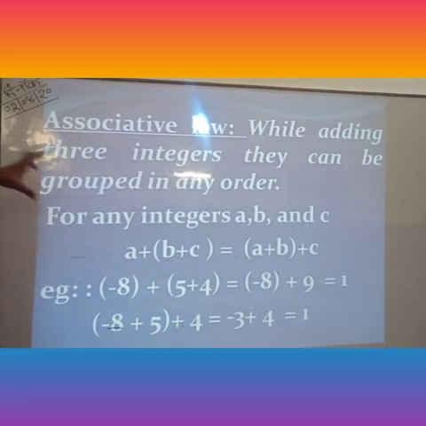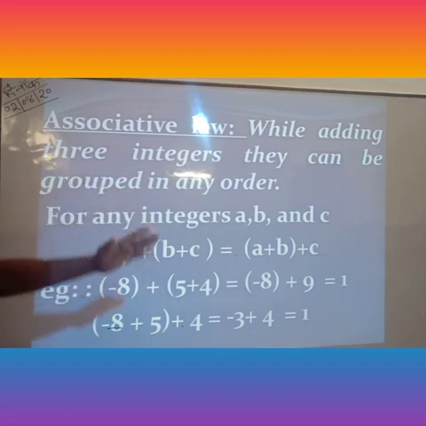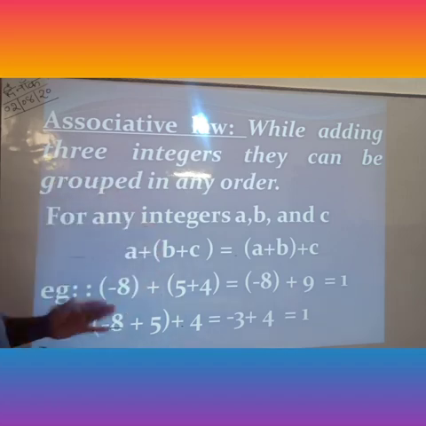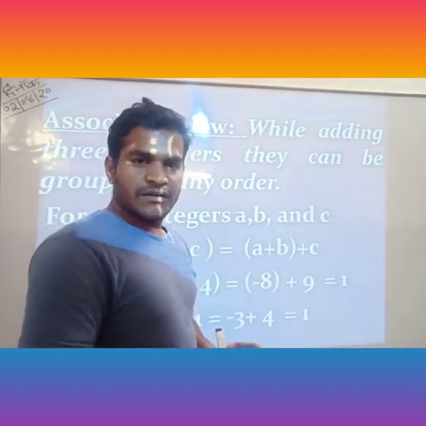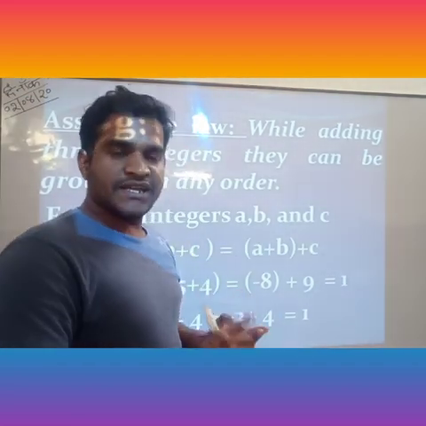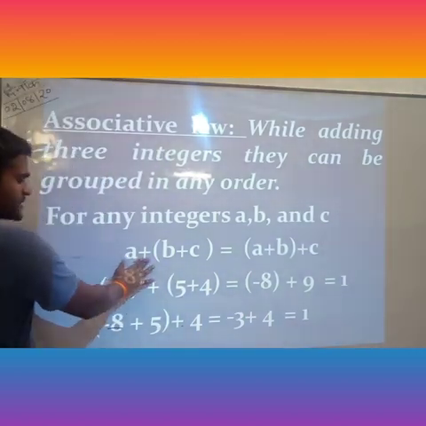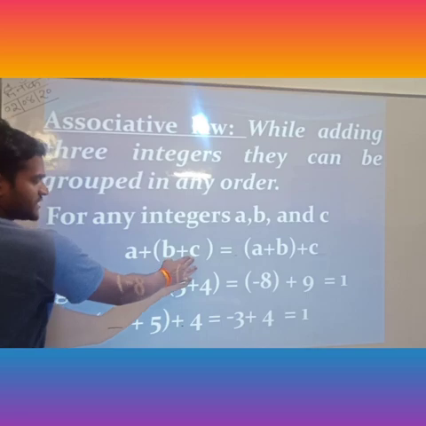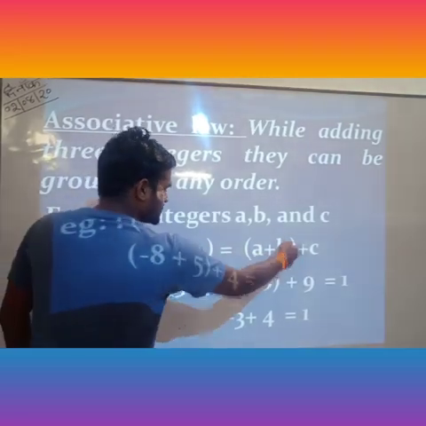Now next, associative law. Associative means grouping. While adding three integers, they can be grouped in any order. For any integers a, b, c, we can write a plus, in the first bracket, b plus c, is equal to a plus b in the first group, plus c.